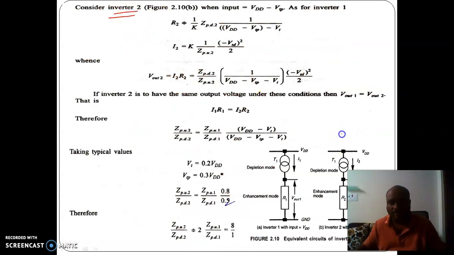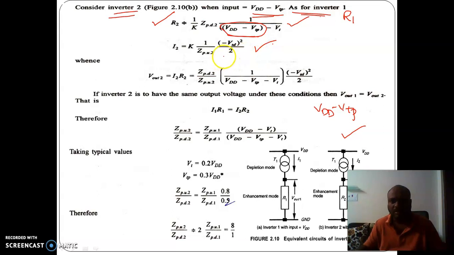Similarly, this inverter 2 circuit is acceptable to you based on the previous slide explanation. Now for inverter 2, the input will not be VDD. We need to consider it as VDD minus VTP as far as our discussion is concerned. As derived previously, for inverter 1 we have derived R1. Now similarly R2 will be the same equation, but in place of VDD we will have VDD minus VTP. And I2 will be an identical or most similar equation.